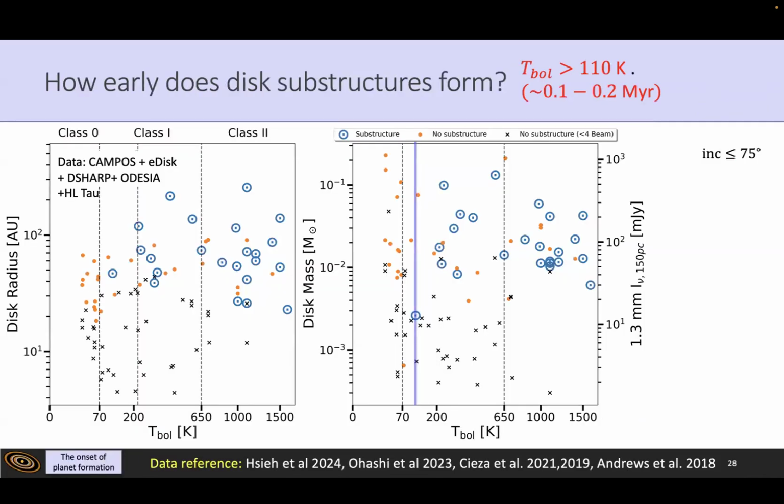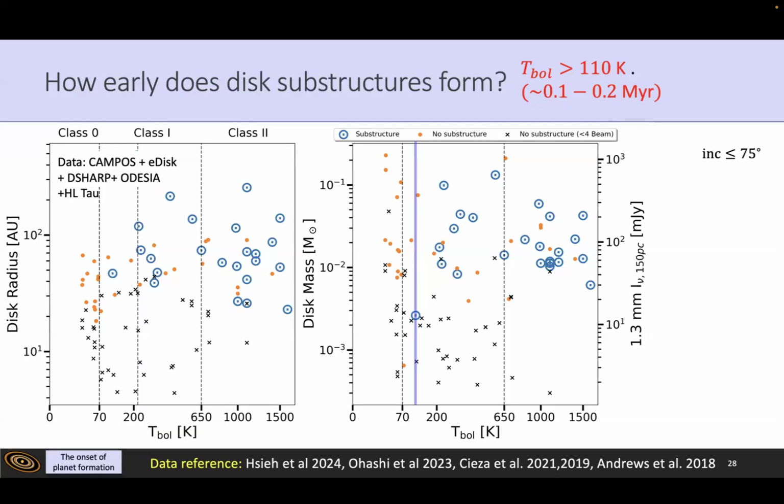So here is our main result. On the y-axis, we plot the mass, disk mass, and radius. And the x-axis is the bolometric temperature, which is a tracer for the evolutionary stage. The dashed line marks the boundary between class 0, class 1, and class 2 sources. Time goes to the right, and the blue is the one with substructures, and the orange is without substructures. The black ones are compact disks. They have diameter less than four beams.